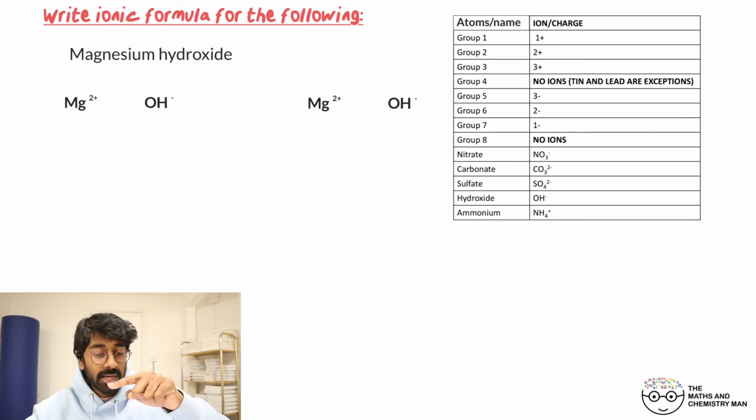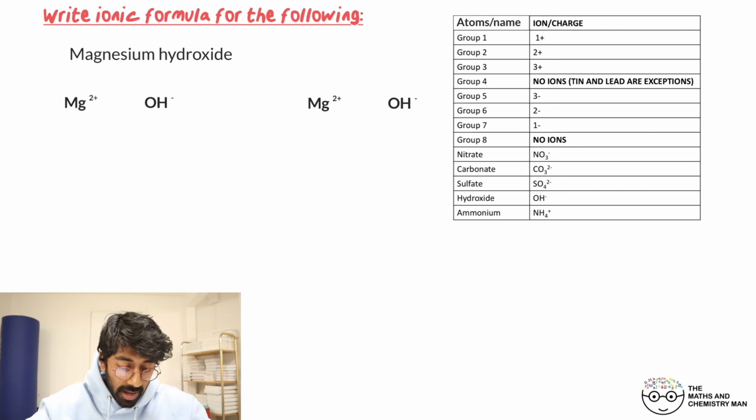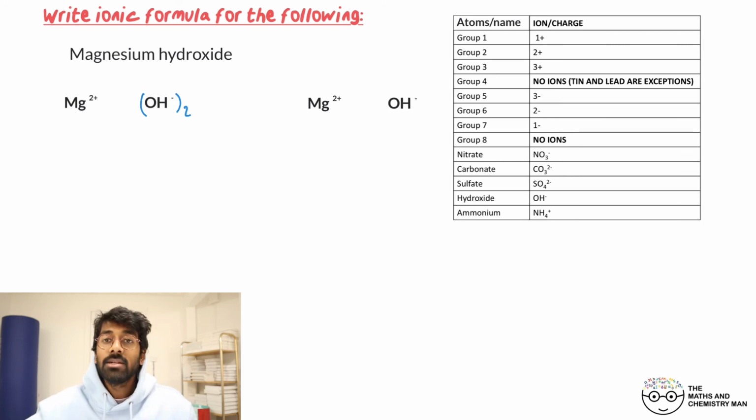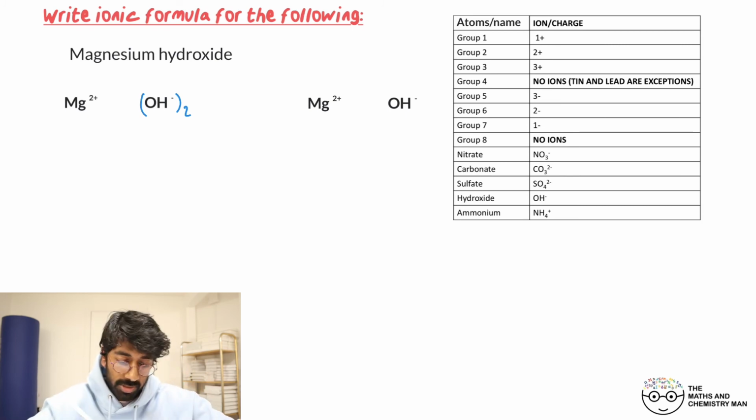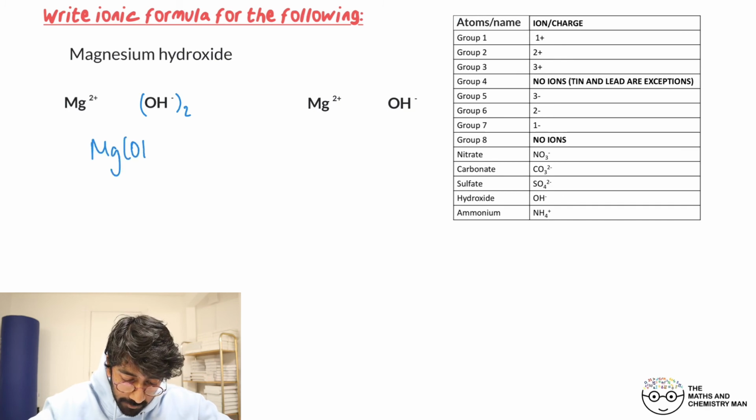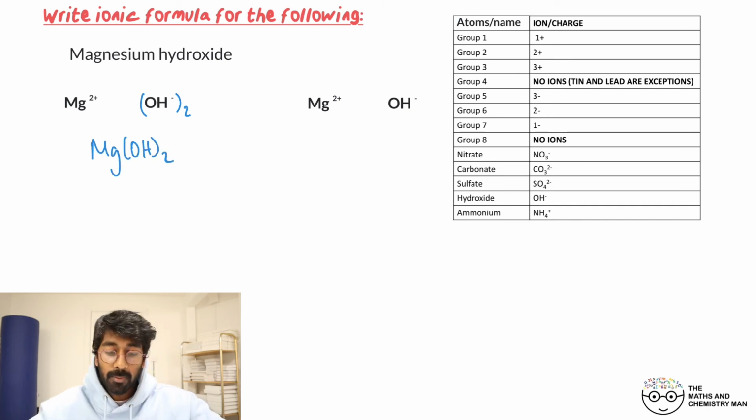So remember what we did last time. We said it's got to be either 2 plus and 2 minus or 1 plus and 1 minus. What do we need to do? I think we're going to double the OHs, okay? We need 2 of those because then that's going to give me 2 minus charges. And then we can put them together as Mg(OH)2.